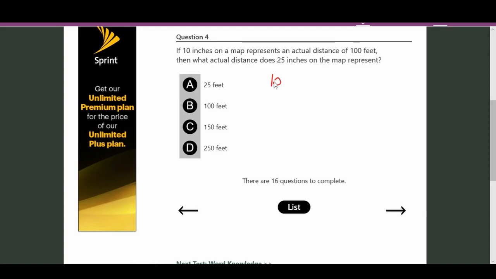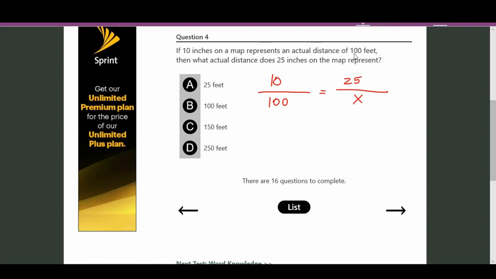Again, I'm going to put 10 inches on top. We're told 10 inches represents 100 feet. And in this next fraction, I'm going to keep the measurements the same. That is, I'm going to put inches in the numerator, which is this top number, and I'm going to keep feet in the denominator. So 25 inches, I'm going to keep that in the numerator as I did over here. And in the denominator, we don't know what that represents, so we're going to use x to represent the unknown value. And once you set this up enough times, you can go ahead and get rid of these measurements.